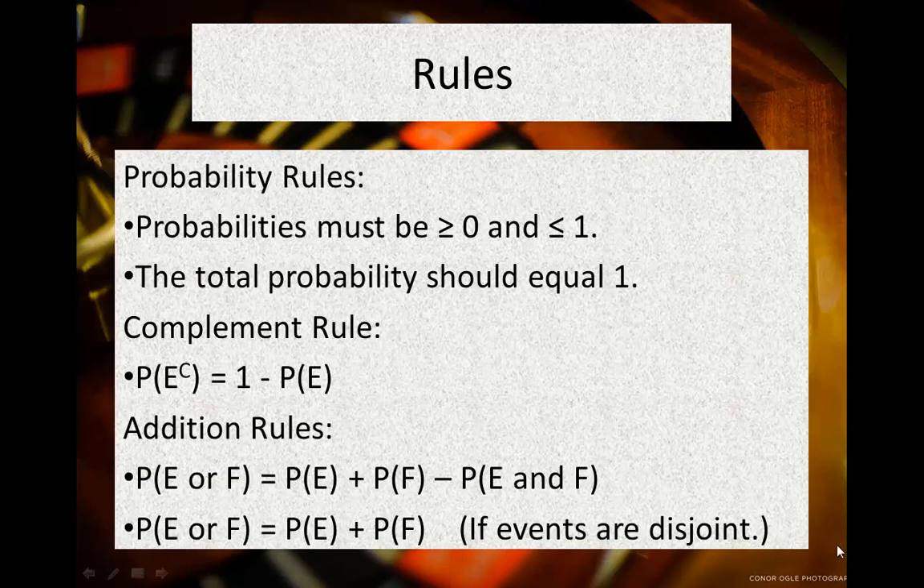Before we go on to an example, here is a summary of the rules we've discussed. The probability rules state that probabilities are numbers between 0 and 1, and the total probability is 1. The complement rule states that the probability of the opposite of an event is 1 minus the probability of the event. Finally, the addition rules tell us that to get the probability of at least one of two events happening, we add the individual probabilities and subtract out the overlap if there is any.